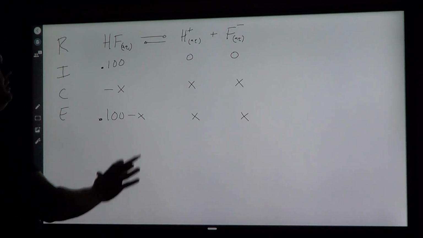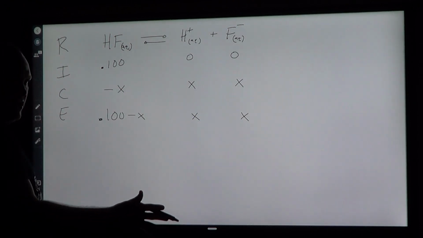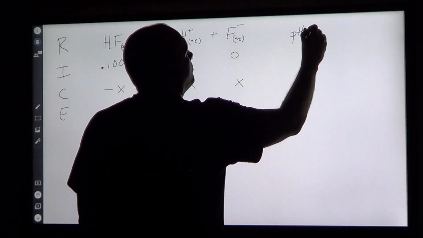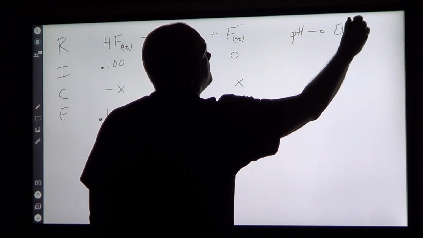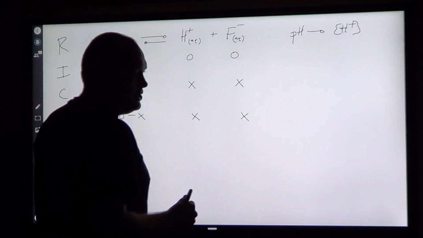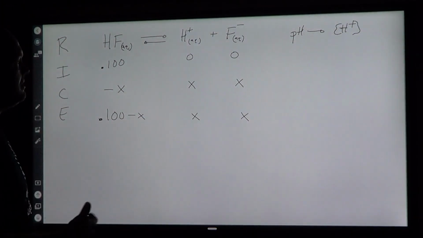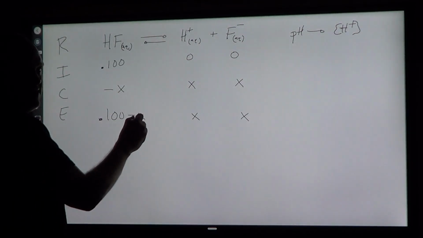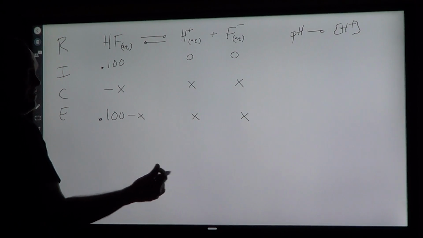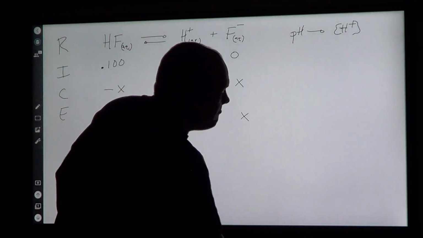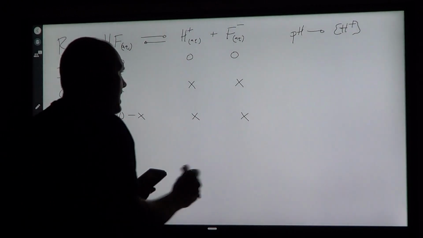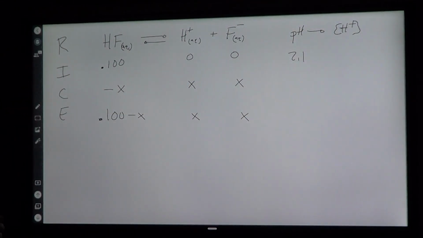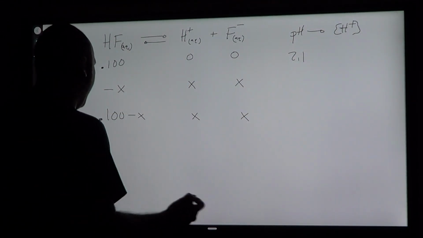Okay? Now, we're calculating the Ka using the pH. The beautiful thing is, if we know the pH, we can turn it into the concentration of H using our equations from before, which allows us to just substitute that answer everywhere where we see an X to figure out the Ka. So that's what we're going to do. And for this solution, the pH would be 2.1 for hydrofluoric acid.